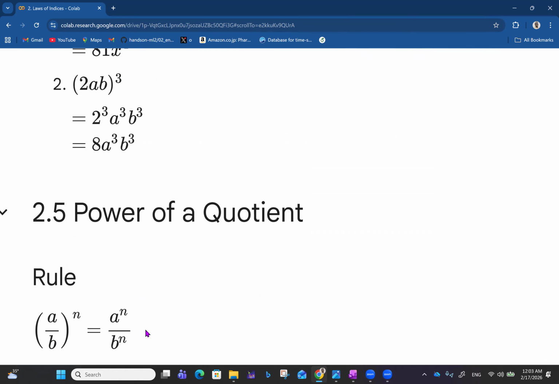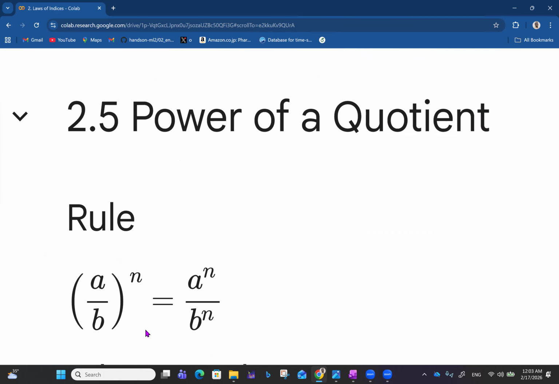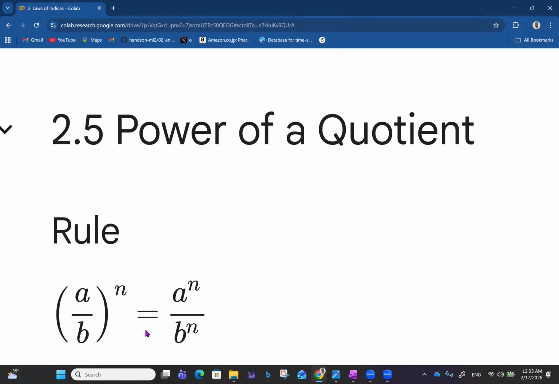Then we go ahead and talk about the power of a quotient. So we talked about the power of a product. So far we've seen rules like the product law of indices and the quotient law of indices. We've talked about the fraction. Have we talked about fraction power? Now we're talking about the power of a quotient.